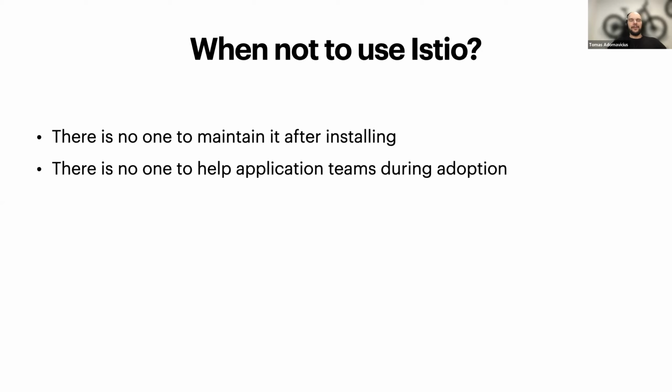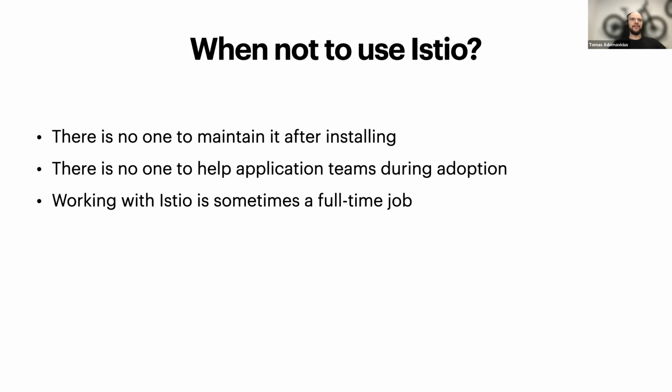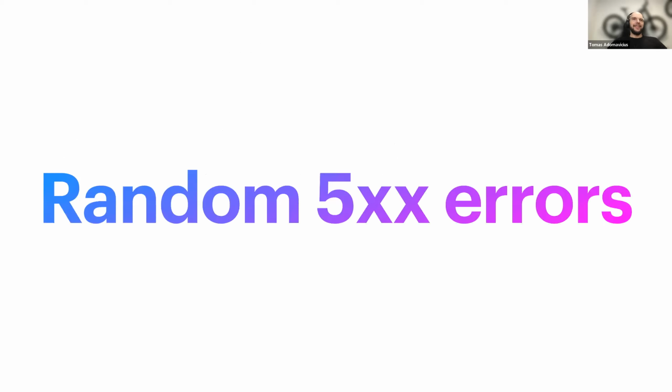No one is there to help application teams adopt Istio. It's self-explanatory. Sometimes working with Istio is a full-time job, especially during the migration of versions. Sometimes it takes weeks if you have, like, 100 workloads on your Kubernetes cluster already migrated to Istio. And especially if you need to migrate to different major versions without any downtime, that's a full-time job for some time.